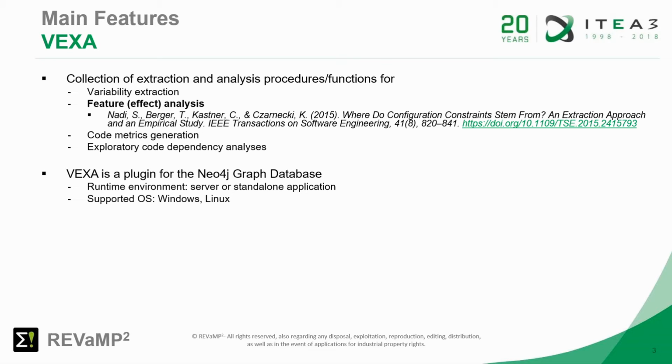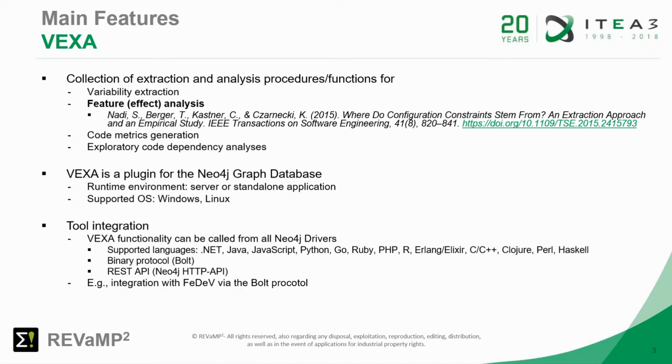VEXA is a plugin for the Neo4j graph database. So the runtime environment can be a server or standalone application. Supported operating systems are Windows and Linux. VEXA can be integrated in other tools, and all VEXA functionality can be called from other programming languages like Java, C++. Also, VEXA supports the Neo4j REST API or the binary Bolt protocol. For example, the VDEV integration is realized via the Bolt protocol.